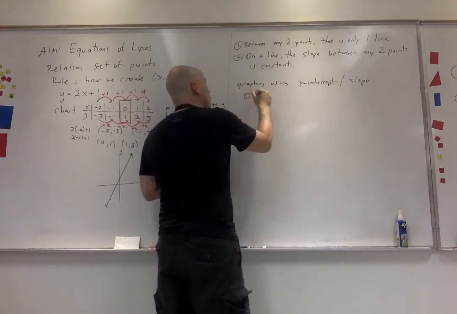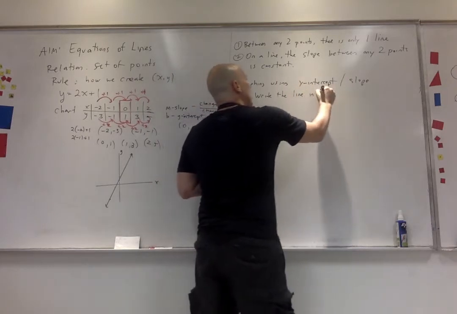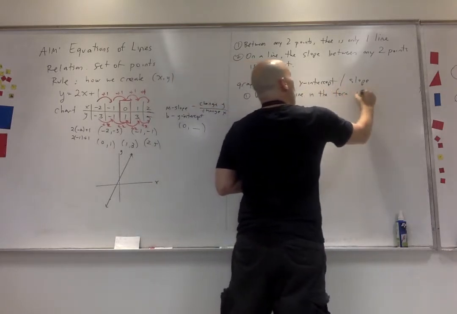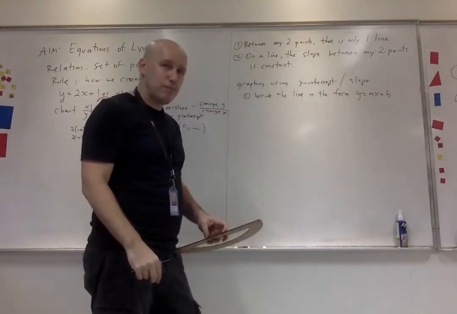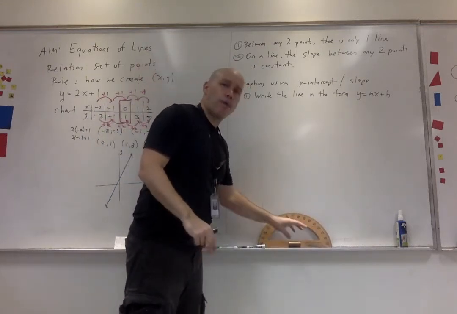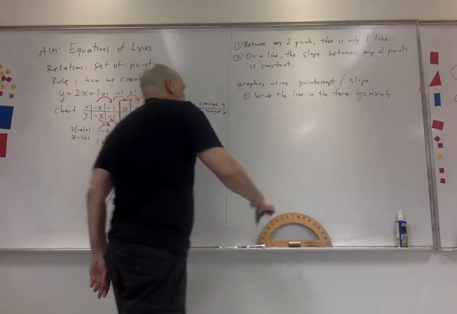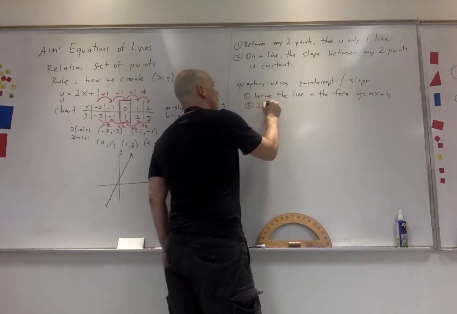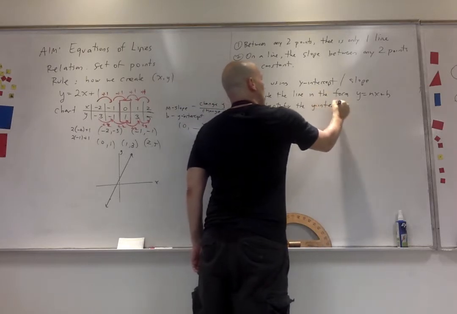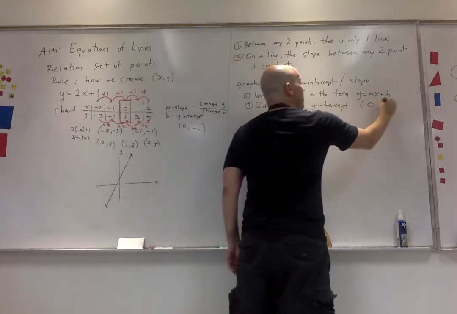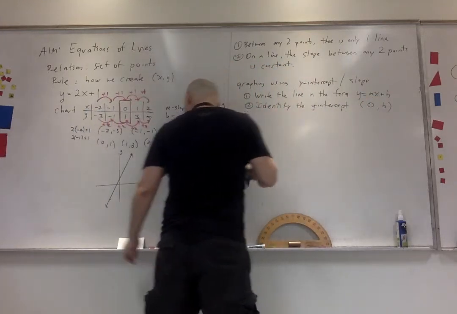First, write the line in the form y equals mx plus b. Right? You needed it to look like that. What was the next thing? Did you recall the next thing you were told? You were told to identify the y-intercept, which you said, okay, that's 0, b. So you identify and plot it.